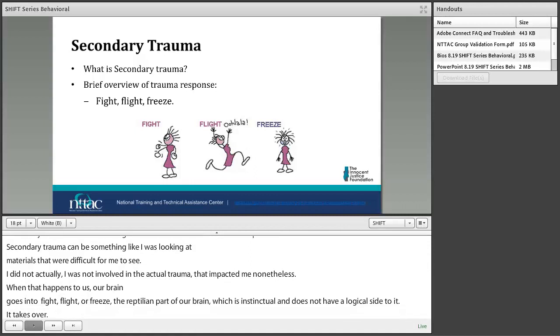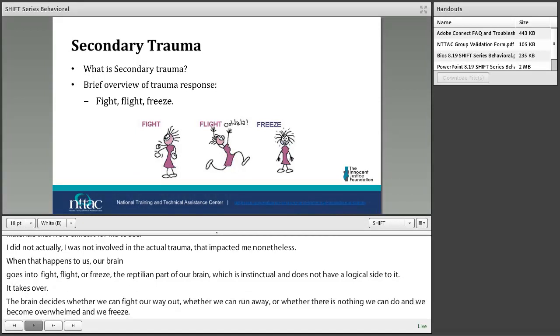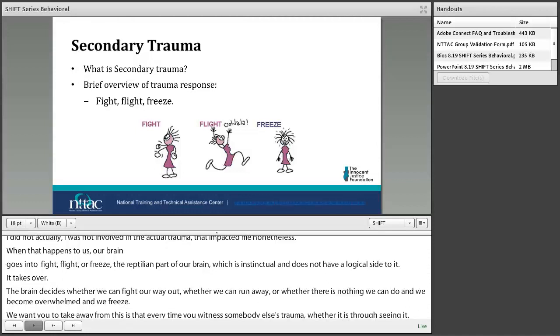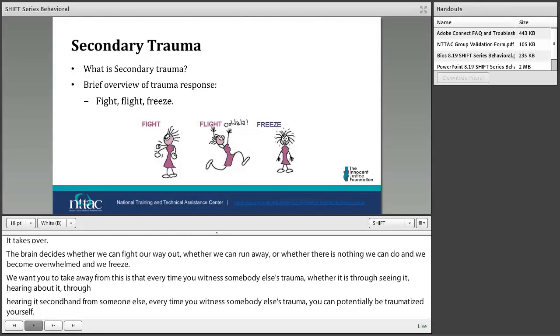So what we want you to take away from this is every time you witness someone else's trauma, whether it's through seeing it, through hearing about it, through hearing it secondhand from someone else, you can potentially be traumatized yourself, because your brain doesn't have the understanding that the trauma is not happening to you, and it wants to protect you in a life or death situation, so it will either put you into fight, flight, or freeze.